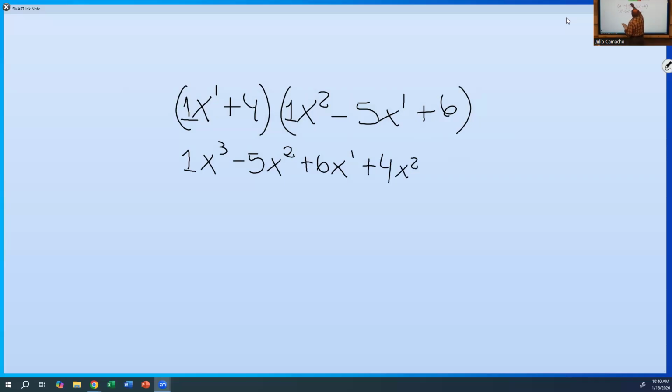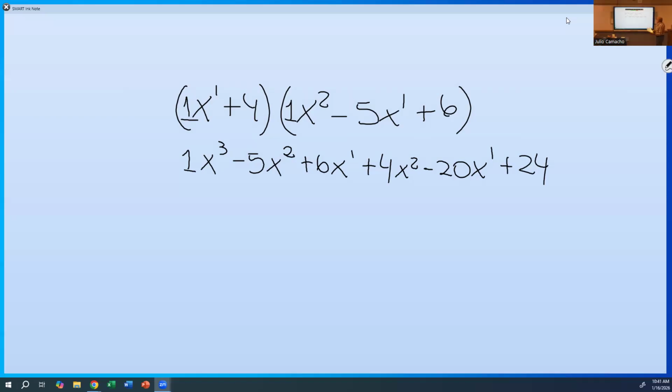Then positive 4 times -5. Positive and negative is a negative. 4 times 5 is 20. It will be minus 20x to the 1 power. And then you finally multiply positive 4 times positive 6, which will be positive 24. So you see, we distributed everything. Everything is out of parentheses.